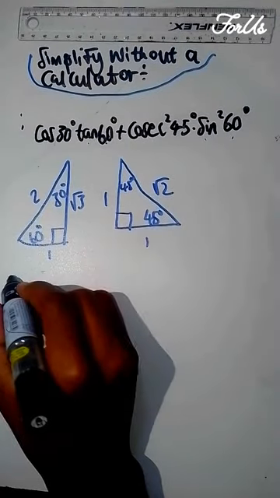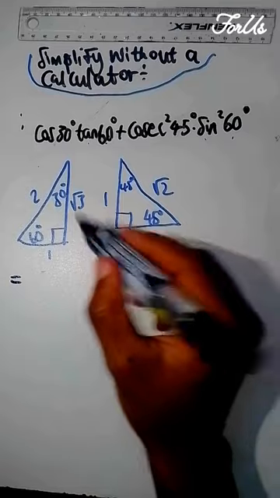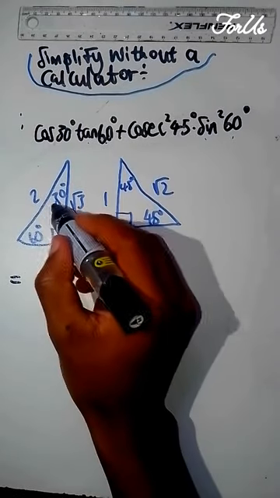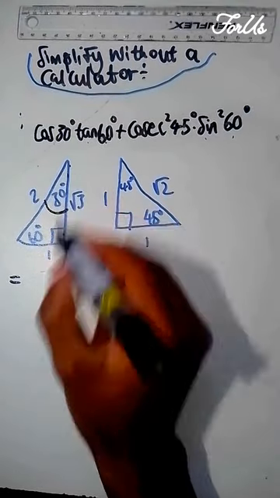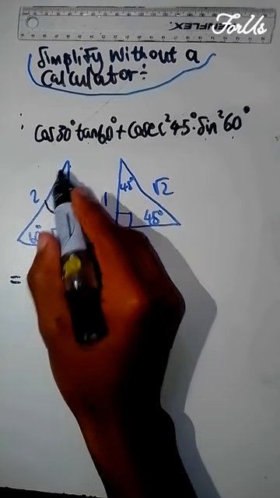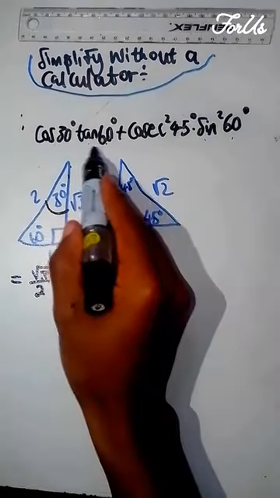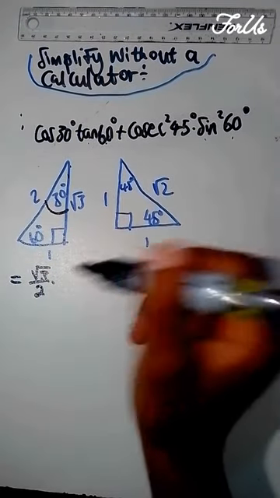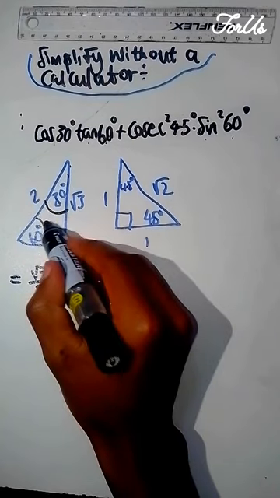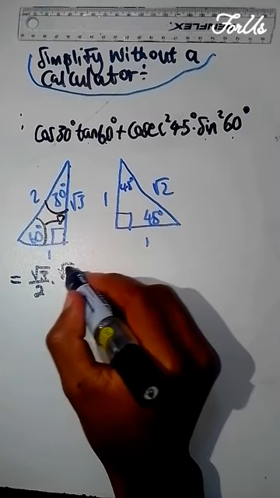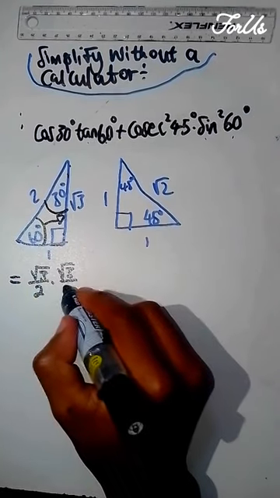Then let's do it. Here first we have cos theta. Cos is adjacent divided by hypotenuse. The cos of theta, if here is theta, the adjacent side is going to be this side, square root of 3. Hypotenuse is the longest side, divided by 2. Next we have tan 60. Tan is opposite divided by adjacent, and here we have 60. If this is 60, the opposite will be this side, square root of 3, divided by adjacent. Adjacent is this side, 1.